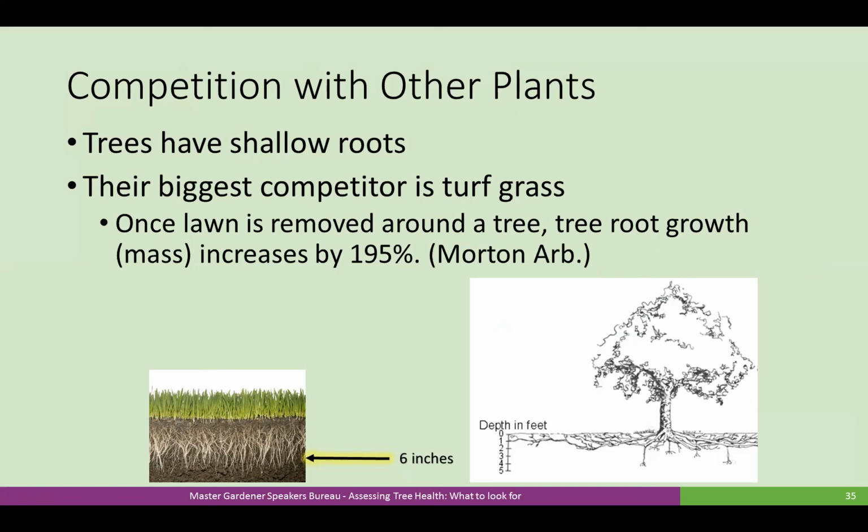Now, removing lawn, a word of caution, you can't go start digging out a lawn around a tree because that's where your feeder roots are. So I'm definitely not advocating that, but they're just saying that you just need to be aware that your turf grass may be impeding the growth of your tree.